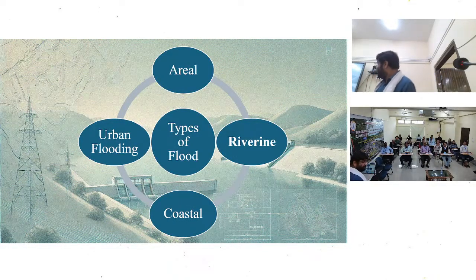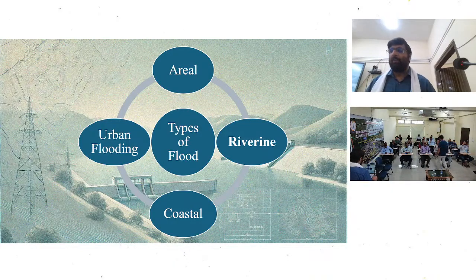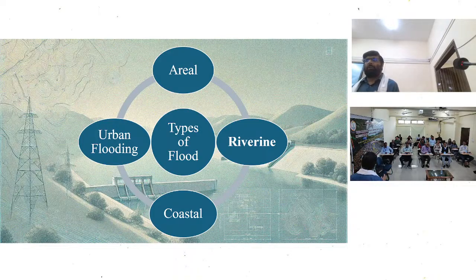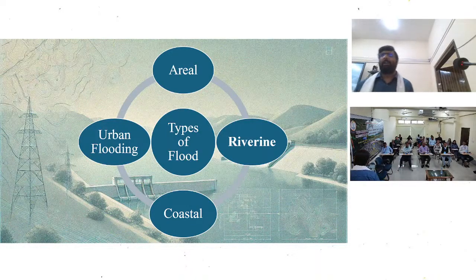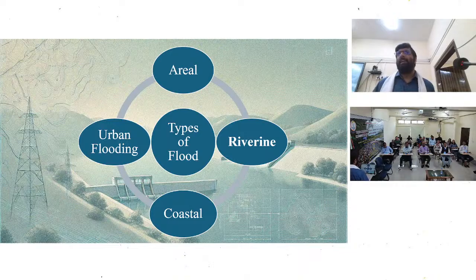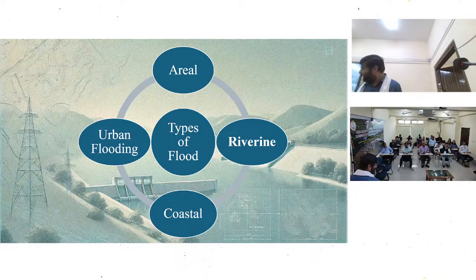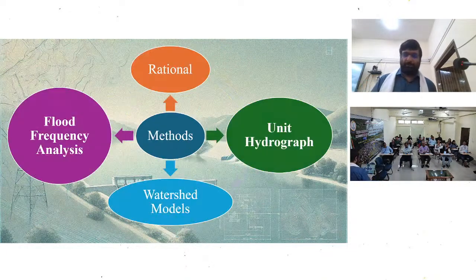These are the types of flood: areal flood, coastal flood, urban flooding and riverine flooding. Areal flood is when there is prolonged rainfall, the river gradually swells up, and the flood is of a larger duration. Urban flooding is what we see in Guwahati city, particularly because of lack of drainage or improper drainage or some other reason. Coastal flooding is mostly because of sea intrusion, high tides and so on. In this training, we are focusing mostly on riverine floods.